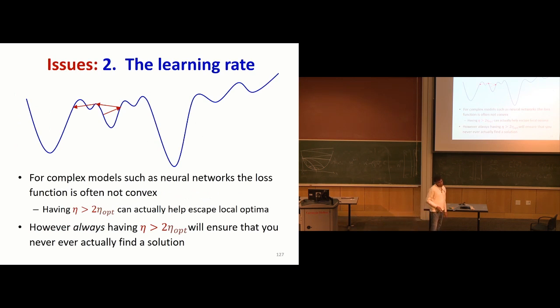Think of a loss function of this kind, which has many local minima. So for a loss function of this kind, if I'm over here, I don't necessarily want to find this estimate. I would like to find this one, or better still, I'd like to come here. So here, having a step size which is more than twice the optimal step size for this local optimum can actually be a good thing. But if you always have a step size that's more than twice the local optimum, what this means is that you're never going to actually find the optimum.